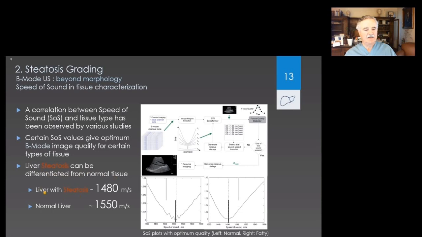Liver with steatosis gives low numbers. Normal liver gives around 1,550.